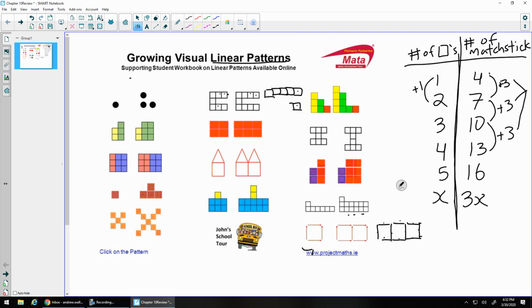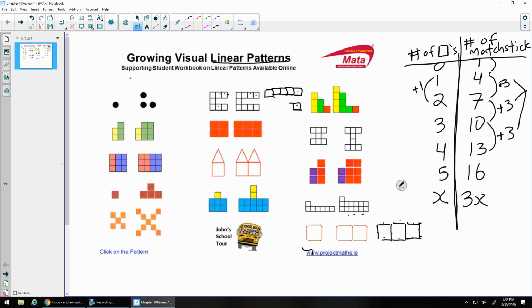And now when I look back to the beginning, if I follow this pattern back to what if there were 0 squares? Now you could say, well, if there's 0 squares, there's 0 matchsticks. But let's say this pattern continues backwards as well as forwards. It goes both ways. If we went 3 matchsticks backwards, we would actually get to there being 1 matchstick left. And this number tells you what you need to add.